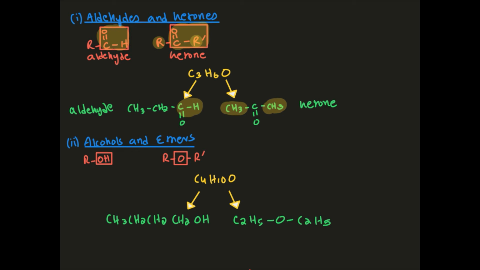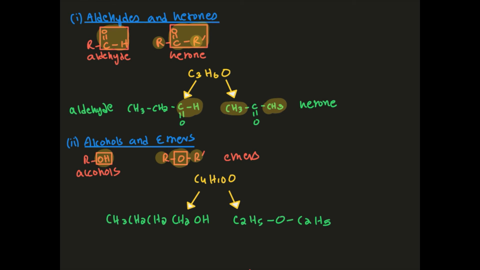Let's take a look at the next example, which is alcohols and ethers. So for alcohols, this is your functional group, which is the OH group. And for ethers, the functional group is going to be an oxygen in the middle of two R groups. Now, the details of ethers are not in the AS level syllabus. However, you should know how to identify it.